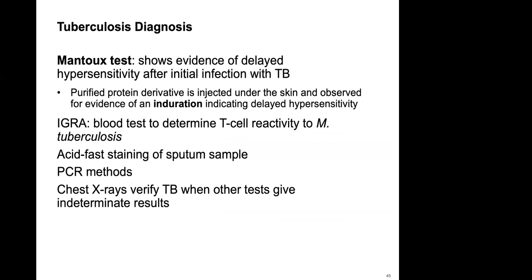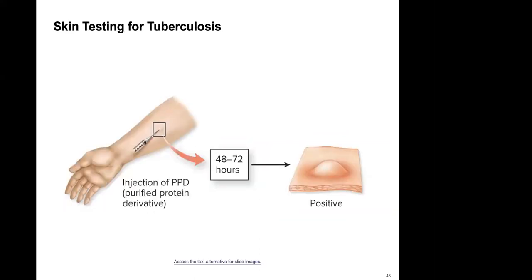There are various types of tests to determine if you have TB or an infection of TB. The most common is the PPD test. I'm sure everyone has had this at least once, if not multiple times in their life. They inject an antigen and look for a reaction, which will occur 48 to 72 hours later. You'll see an inflammatory bump appear.